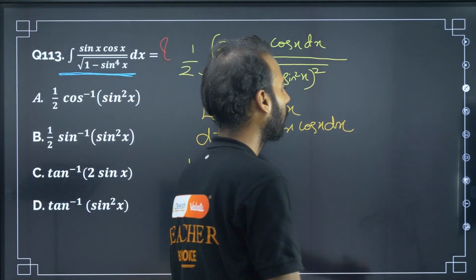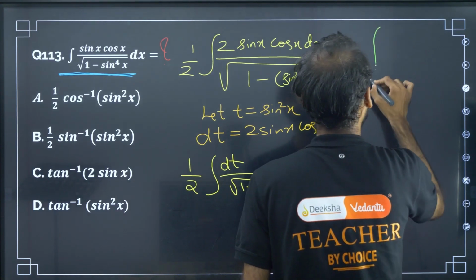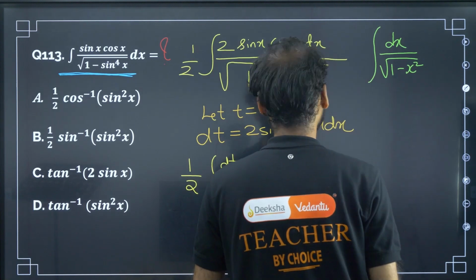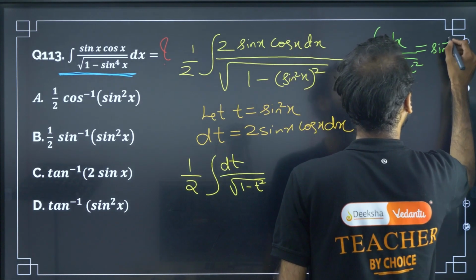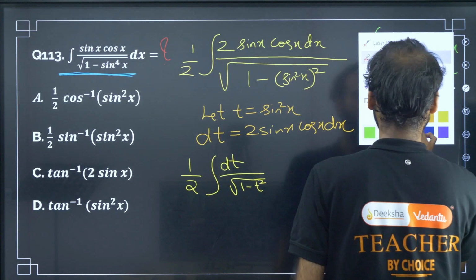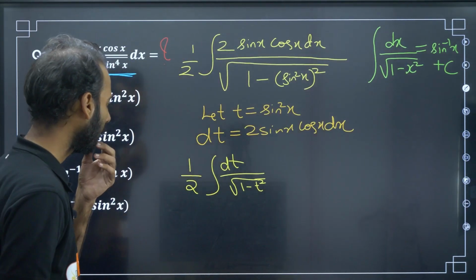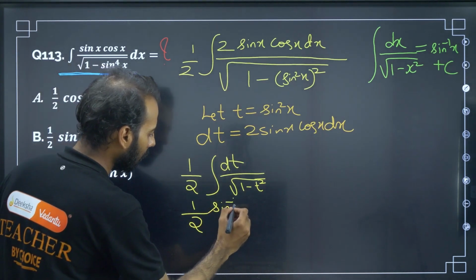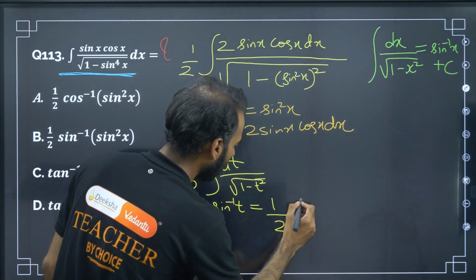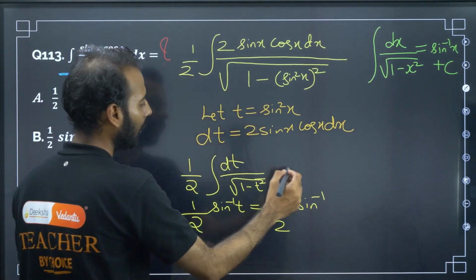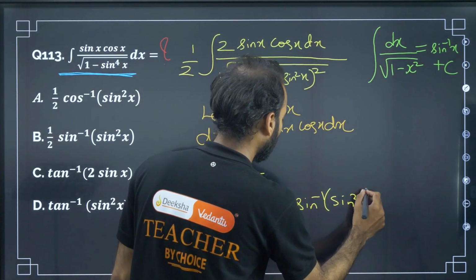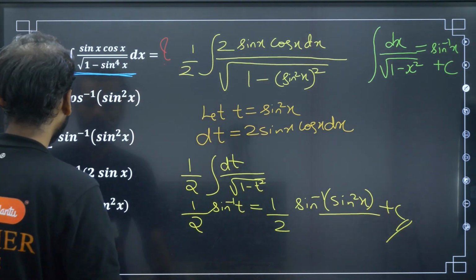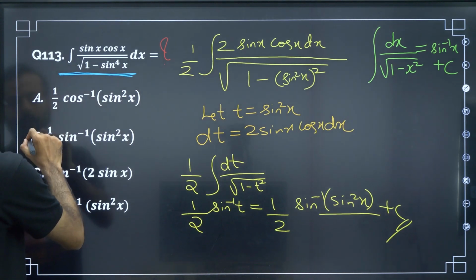Now one standard point should immediately come to our mind, that is the integral of dx by root of 1 minus x square is sin inverse x plus c. So if I integrate this, it is 1 by 2 sin inverse t. In place of t I will write sin square x. Now is there any such option like 1 by 2 sin inverse of sin square x? B is the answer.